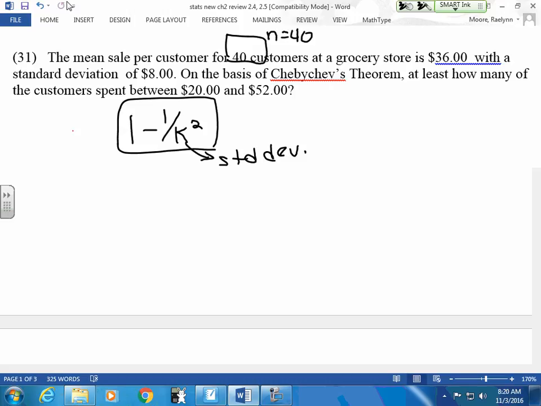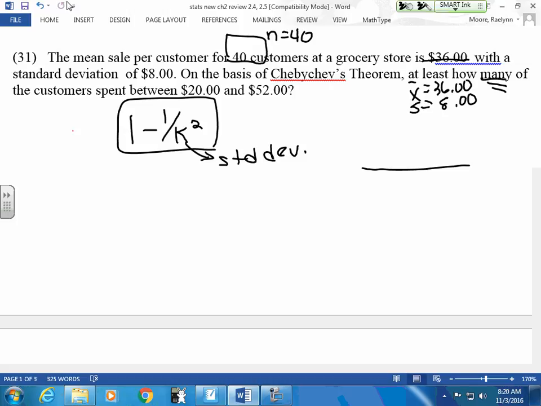And the mean is $36 with a standard deviation of $8. Using Chebyshev's theorem, at least how many of those 40 customers spent between $20 and $52? So I start like this. I need to know 20 and 52.